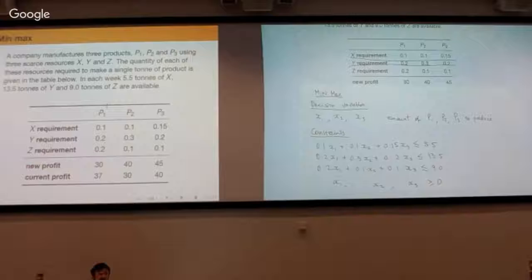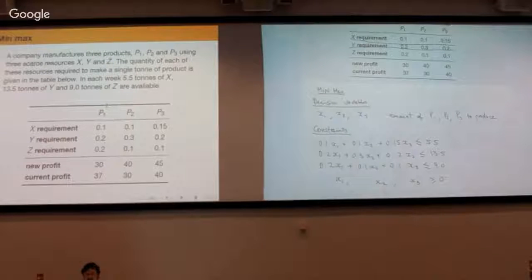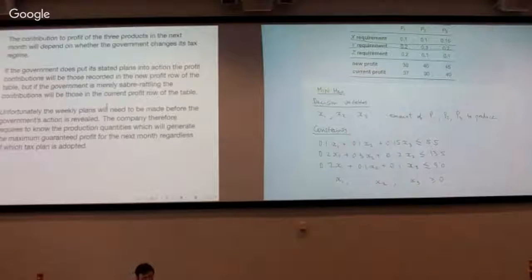Now the legend is telling you that the government are either going to change some taxes or not, and you don't know whether they're going to do it or not. And depending on whether they do it or not, the profit of each of these products is different. The last sentence says that you want a guaranteed profit to be maximum. Guaranteed in the sense that no matter whether they change the taxes or not, you still want the profit to be good.